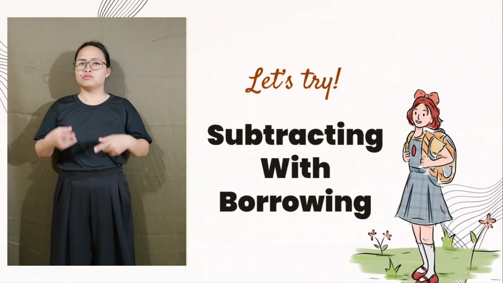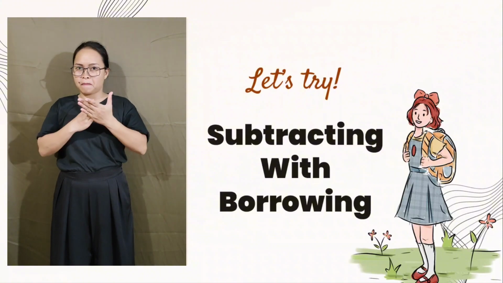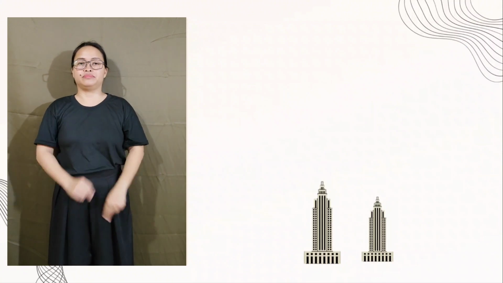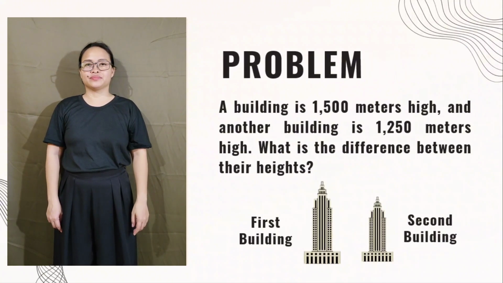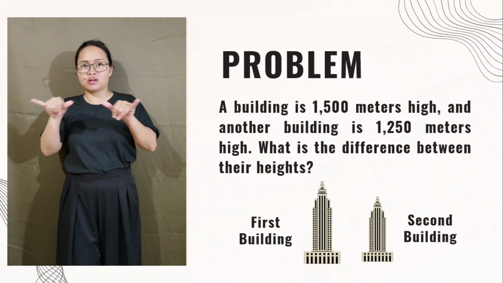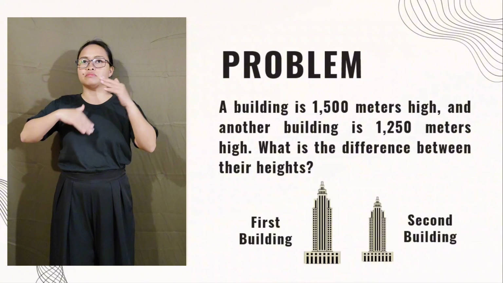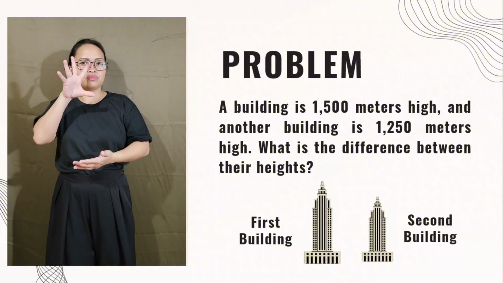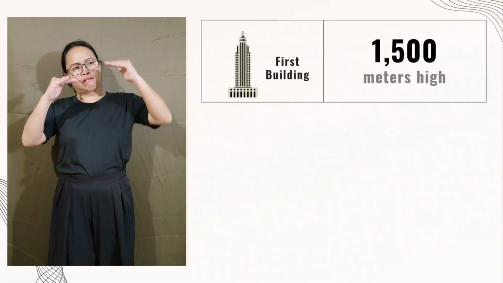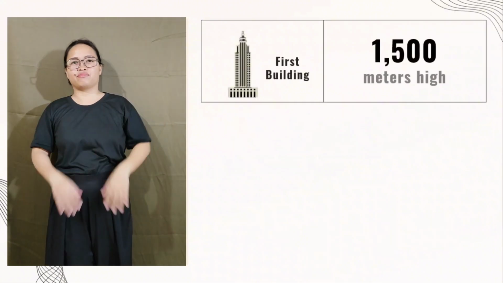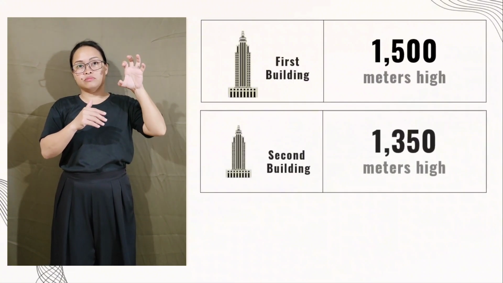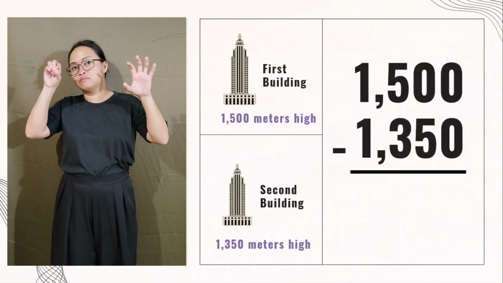Now let's try solving some word problems that involve subtracting with borrowing. A building is 1,500 meters high and another building is 1,250 meters high. What is the difference between their heights? So this is the height of the first building, and this is also for the second building. Okay, now let's start subtracting.